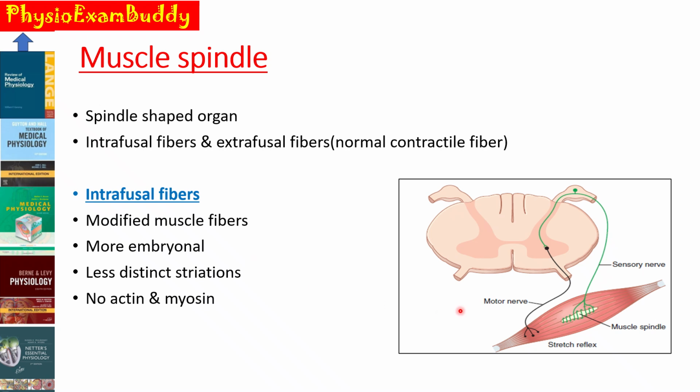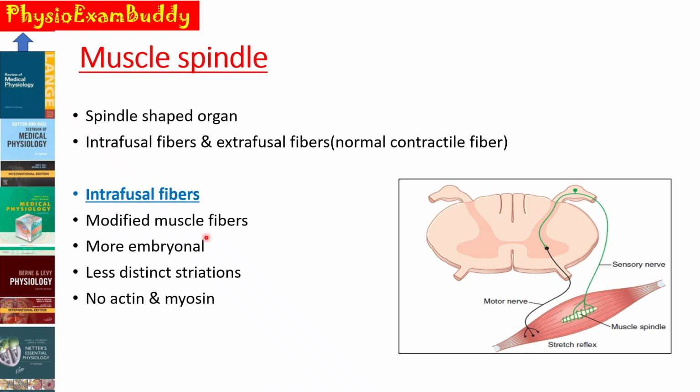First, about the muscle spindle. As you can see here, it is a spindle shaped organ. You know that normally a skeletal muscle includes two types of fibers. First one is known as the intrafusal fiber and the second one is the extrafusal fiber. Intrafusal fiber is the main sensory element which is present in the skeletal muscle, whereas the extrafusal fibers are the normal contractile fibers which are present in the skeletal muscle.